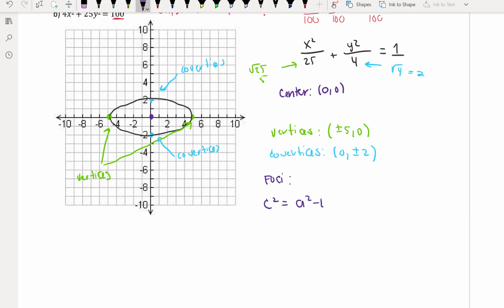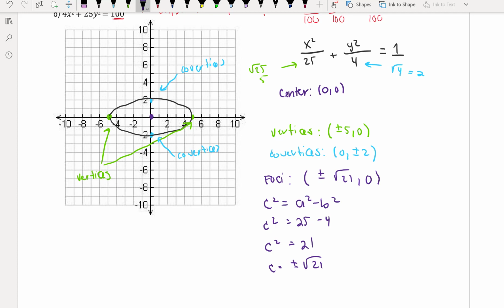And now for the foci, well, I know that the foci has a general equation where c squared is equal to a squared minus b squared. So my a squared that I'm going to be plugging in is 25, and the b squared that I'm going to be plugging in is 4. So 25 minus 4 is 21. So c is equal to plus or minus the square root of 21. So my foci is going to be plus or minus the square root of 21, comma 0.